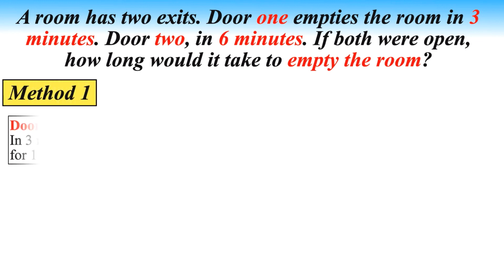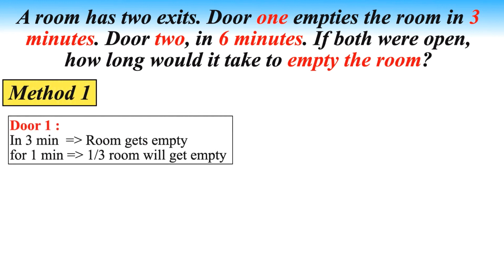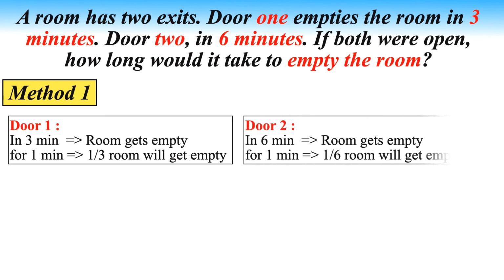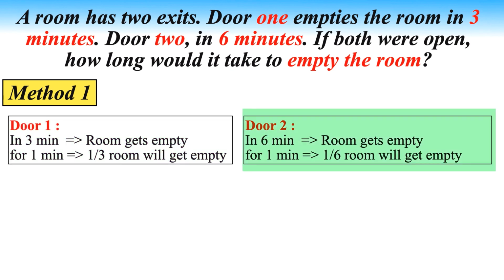According to the problem, door 1 empties the room in 3 minutes, door 2 in 6 minutes. Since door 1 takes 3 minutes to empty the room, here is how the relationship works. In 3 minutes, the room gets empty. So for 1 minute, 1/3 of the room will get empty. Thus, door 1 can empty 1/3 of the capacity in a minute. For door 2, in 6 minutes, the room gets empty. So for 1 minute, 1/6 of the room will get empty.